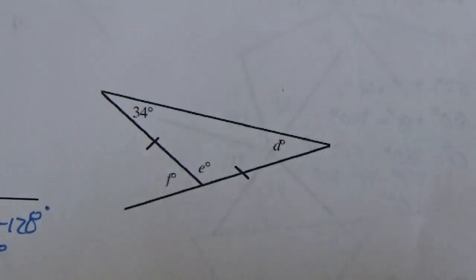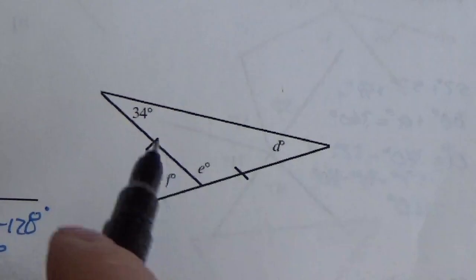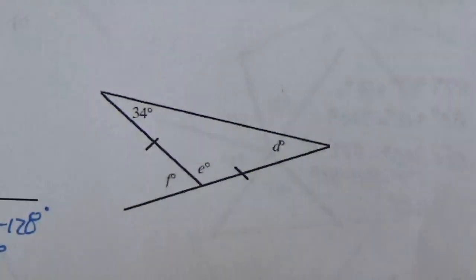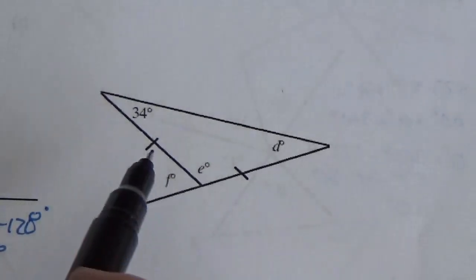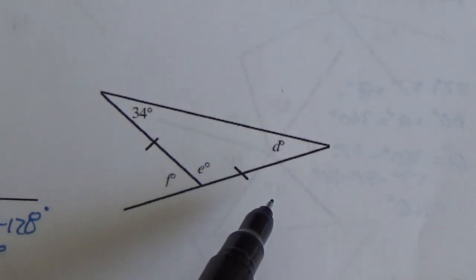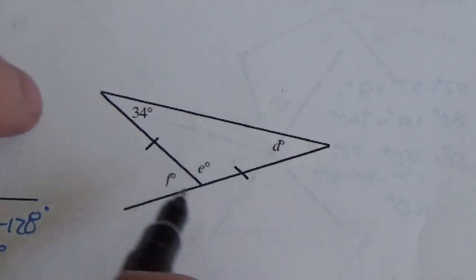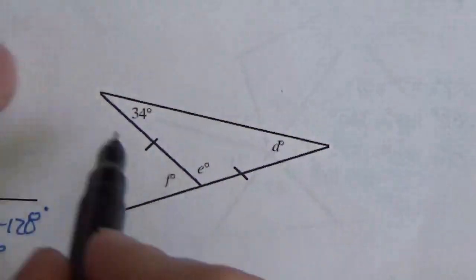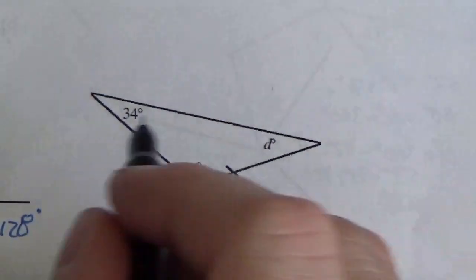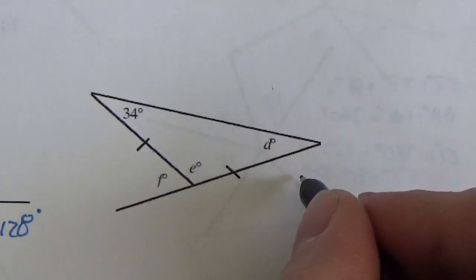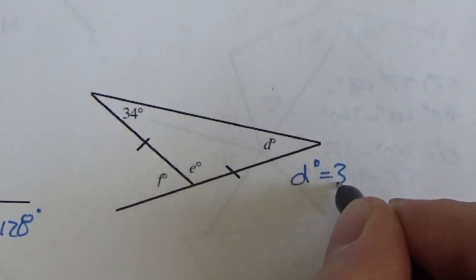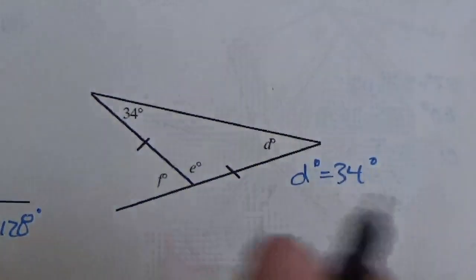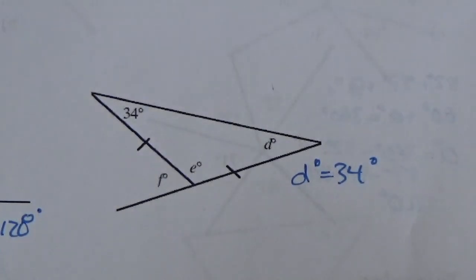Now let's look at this one. So I've got 34 degrees, and then basically everything else is unknown. But I am given that this is an isosceles triangle. And if it's isosceles, then the two angles that open up to the two equal sides must be equal. So therefore, I know that D also has to equal 34 degrees. There can be no debate about that.